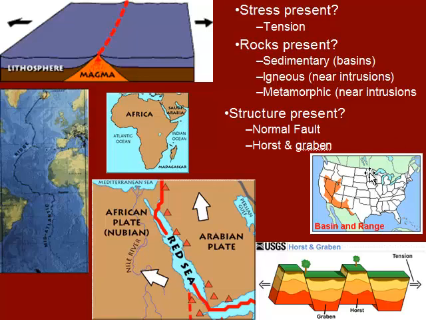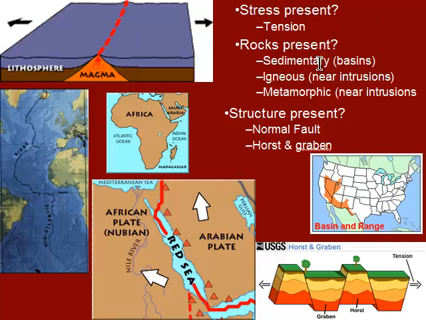We also see, especially in our neck of the woods and in the southwest part of the U.S., what's called the Basin and Range Province. That's where we have tension pulling on the crust, and we have these normal faults happening one after another, creating those horsts and grabens. So we get normal faults and we get horsts and grabens along these divergent boundaries.